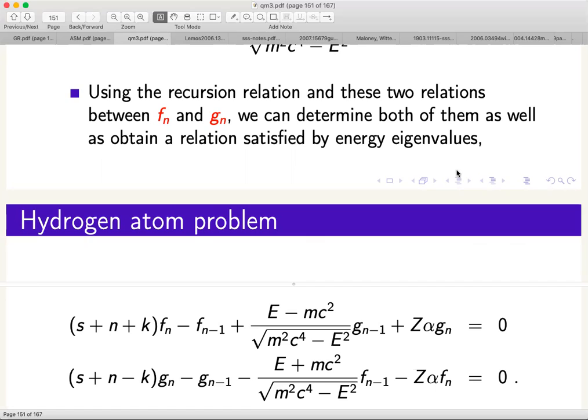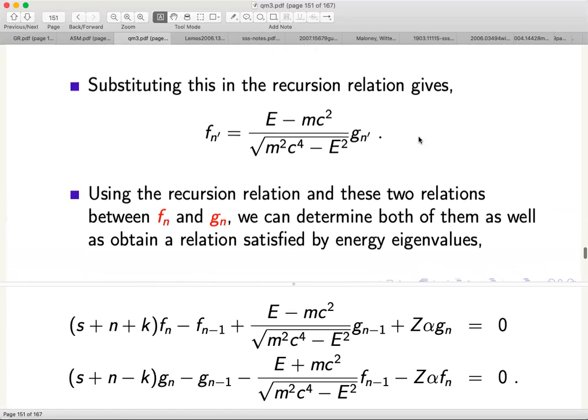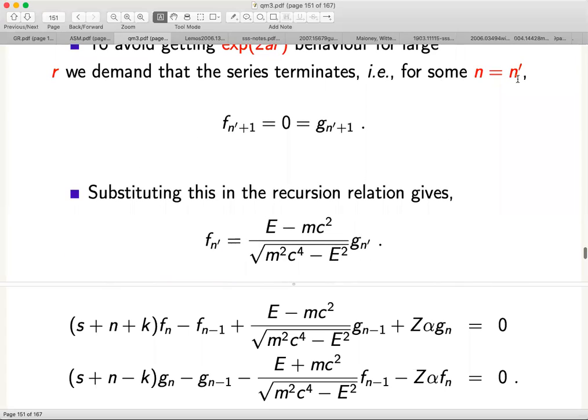So, n prime itself is a variable. You are not setting it. When you say n is equal to n prime such that f of n prime plus 1 is equal to 0, that gives you one solution. We are doing an eigenvalue problem. There are an infinite number of solutions to these equations, one solution per choice of n prime.